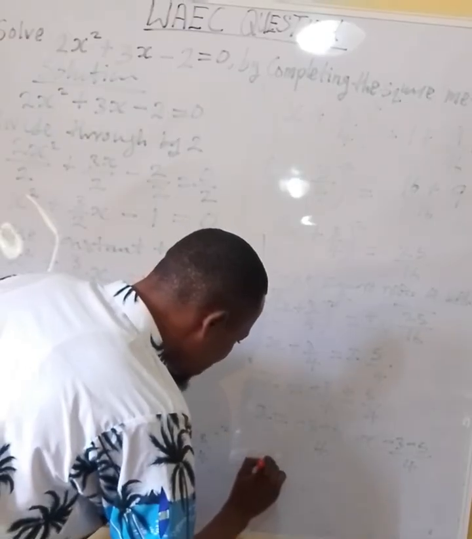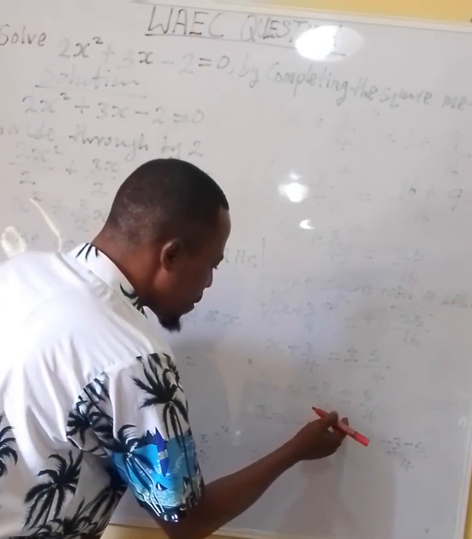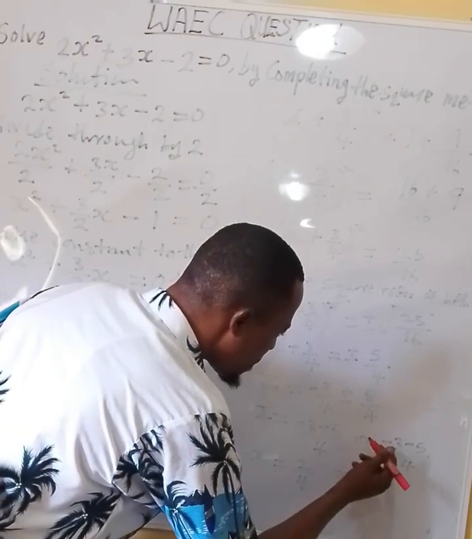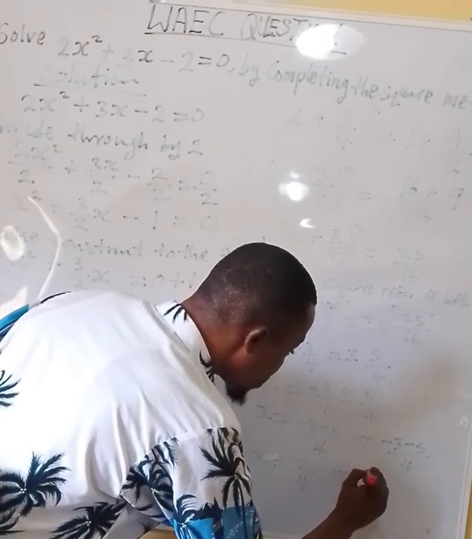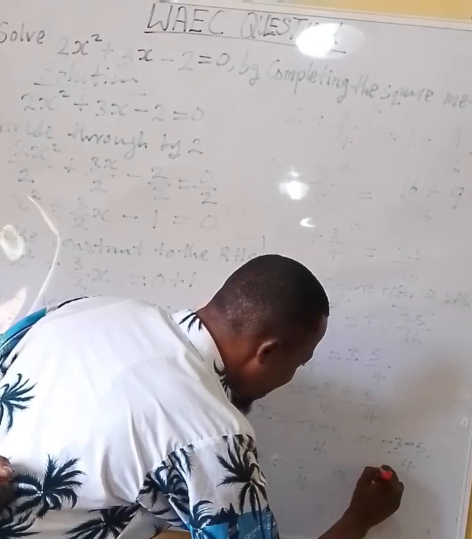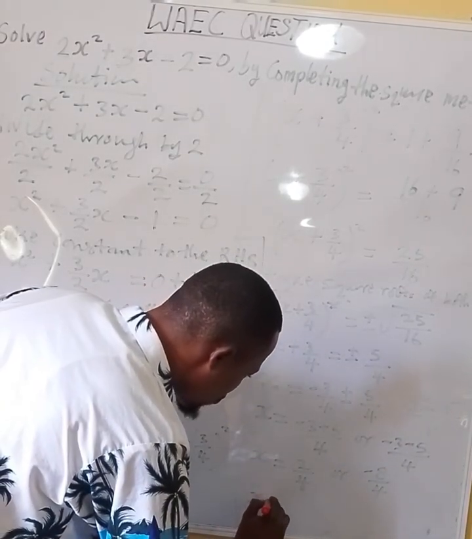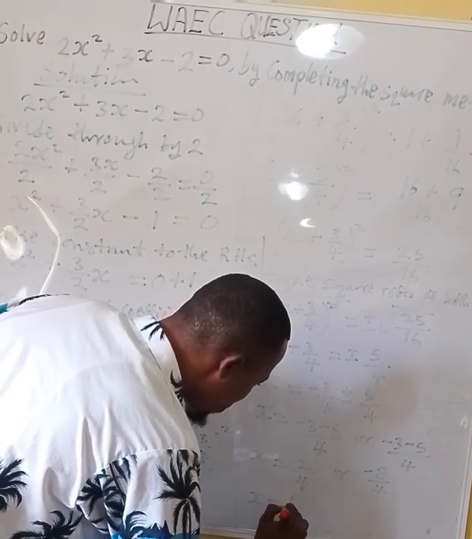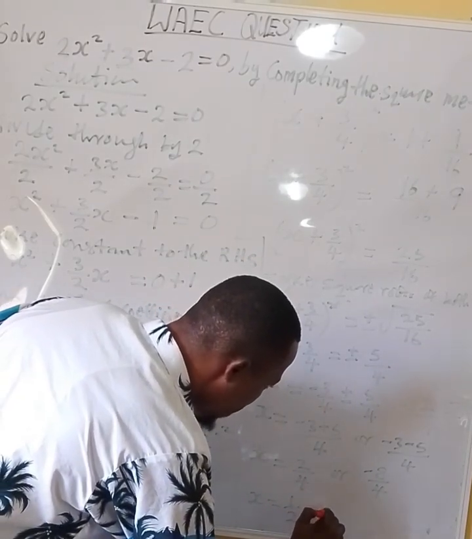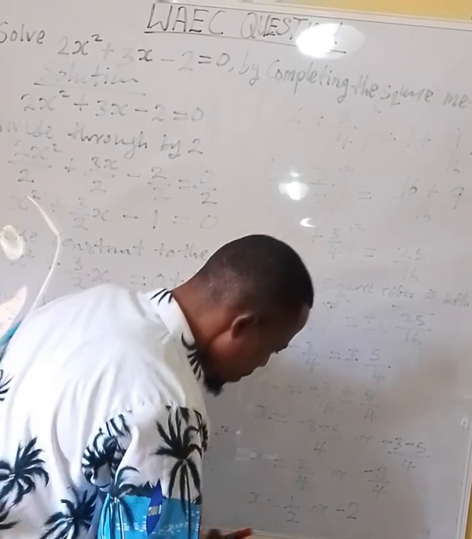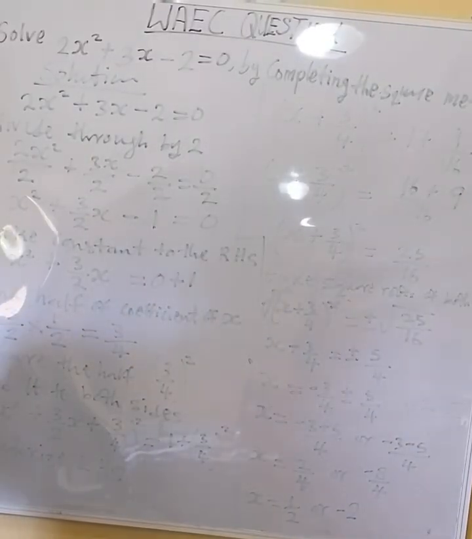So x equals minus 3 plus 5 will give you 2 over 4, or minus 3 minus 5 will give you what? Minus 8 over 4. So therefore our x equals, this one will give us 1 over 2 or this one will give us minus 2. So we arrive at 1 over 2 or minus 2 by using the completing the square method.